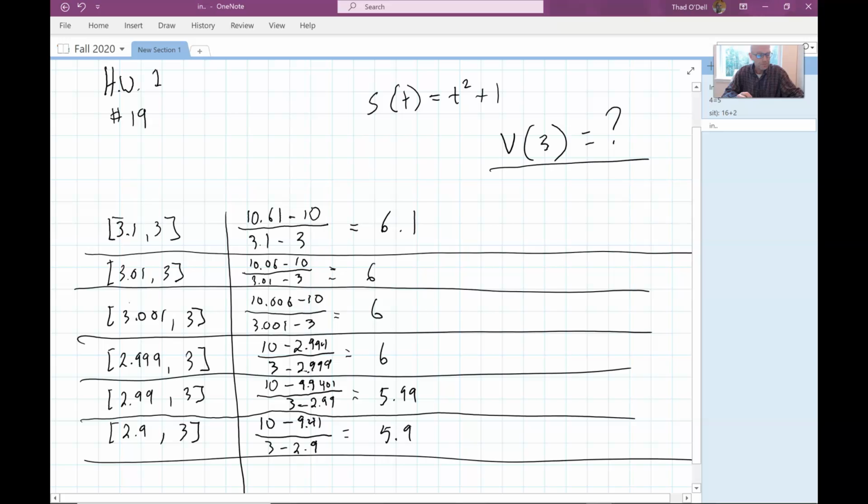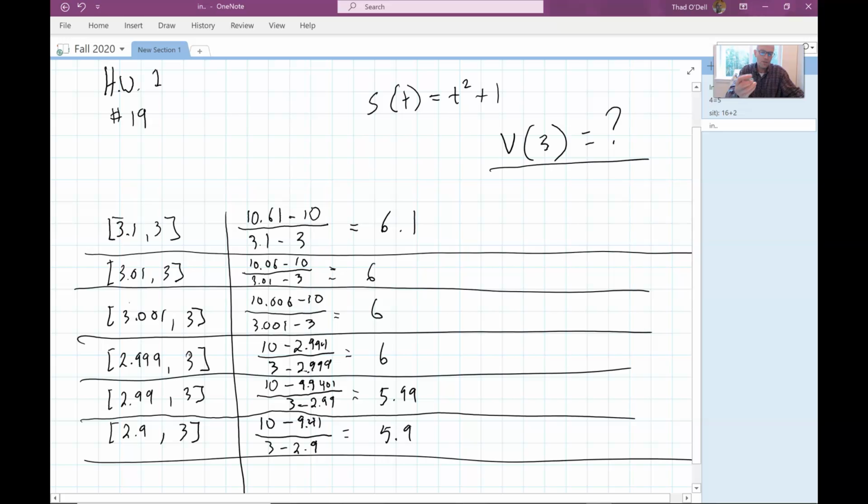I've done some work ahead of time just to speed up the video. I calculated the average velocity on the interval from 3.1 to 3, and on the interval from 3.01 to 3. You can see the first interval is pretty close to 3, but this next one's even closer to 3 and smaller, and this third one is even closer and even smaller. And then on the other side, this is the same size as that one up there, but it's on the other side of 3. It's less than 3. And notice I get closer and closer this way.